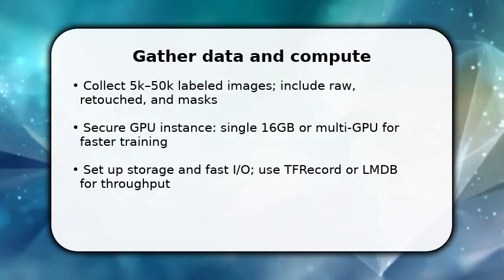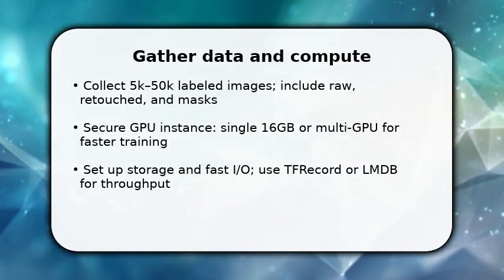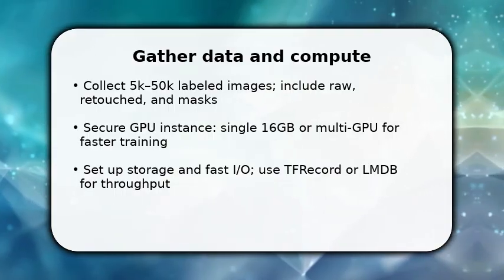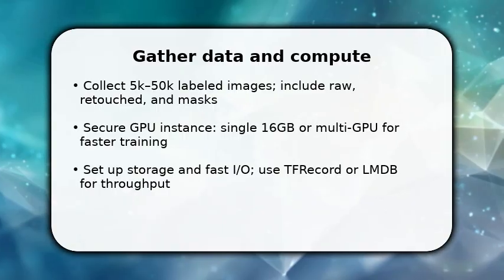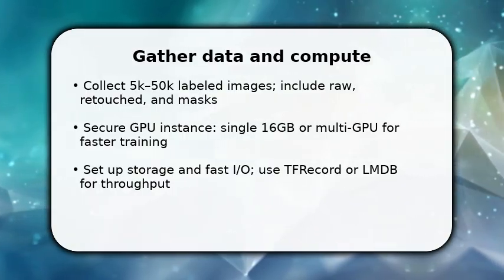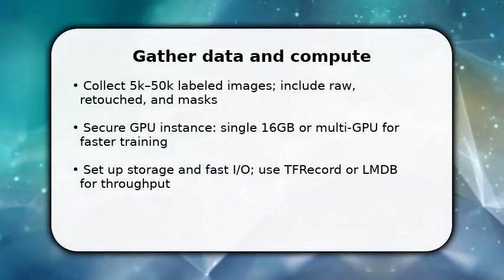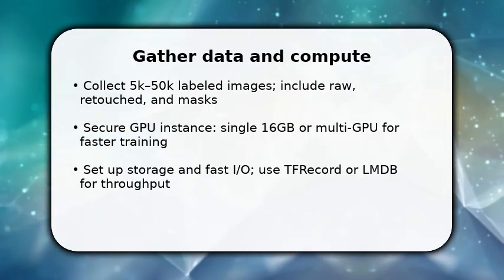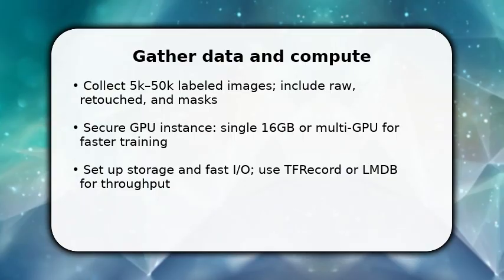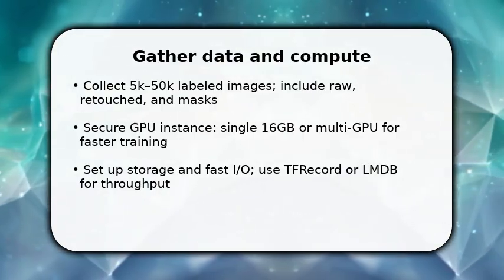You start by assembling the dataset and compute you actually need. Grab 5K to 50K diverse images with raw and edited pairs, plus simple masks where relevant. Next, provision a GPU. A 16 GB card works for prototype, multiple cards speed iteration. Once done, format the data into an efficient container like TFRecord or LMDB and build a pipeline that yields randomized batches. This immediate work unlocks training and prevents wasted time later.